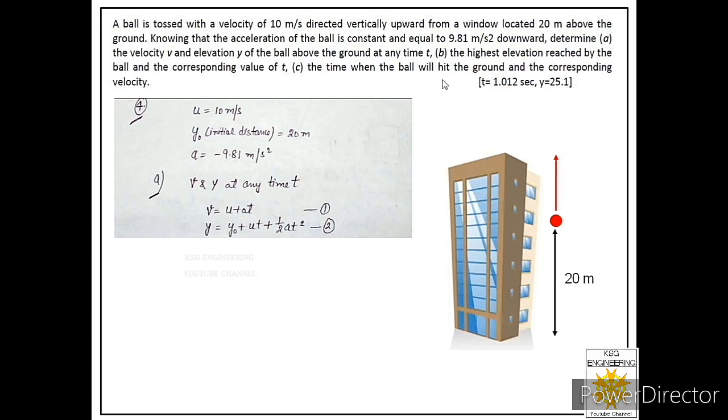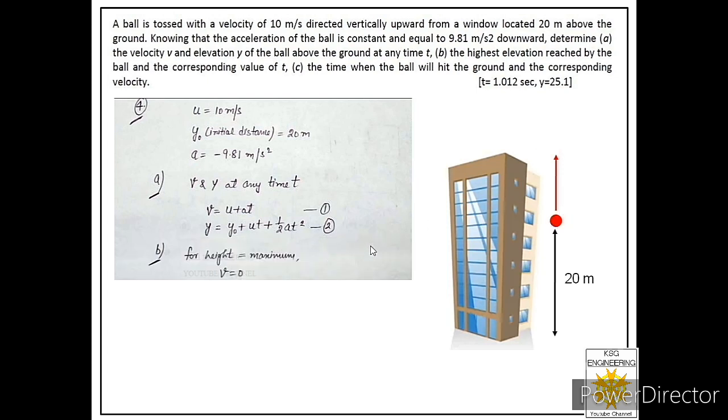Now after that we have to find the highest elevation reached by the ball and the corresponding value of t in the B part. Now for this B part we have to apply the logic. We have to find the highest elevation reached by the ball. And we know the highest elevation of the ball will be reached when the final velocity of the ball will become 0.